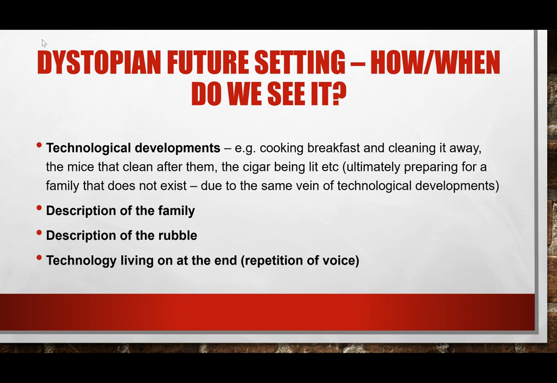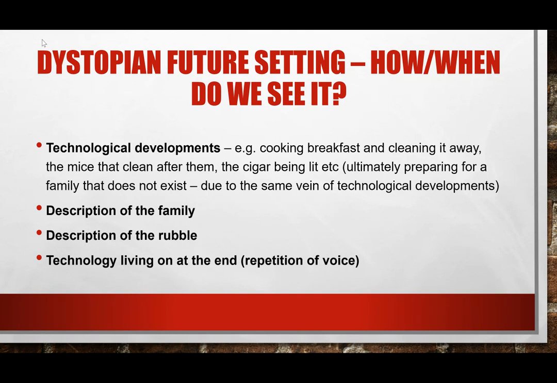The description of the family, I don't know the exact quote off the top of my head, but the fact that there's five figures and all you can see is their shadows because they've obviously been obliterated by some nuclear bomb. The description of the rubble. That's early on in the text, that it stood as the only house on the street surrounded by rubble. That suggests that there is something dystopian and eerie to it.